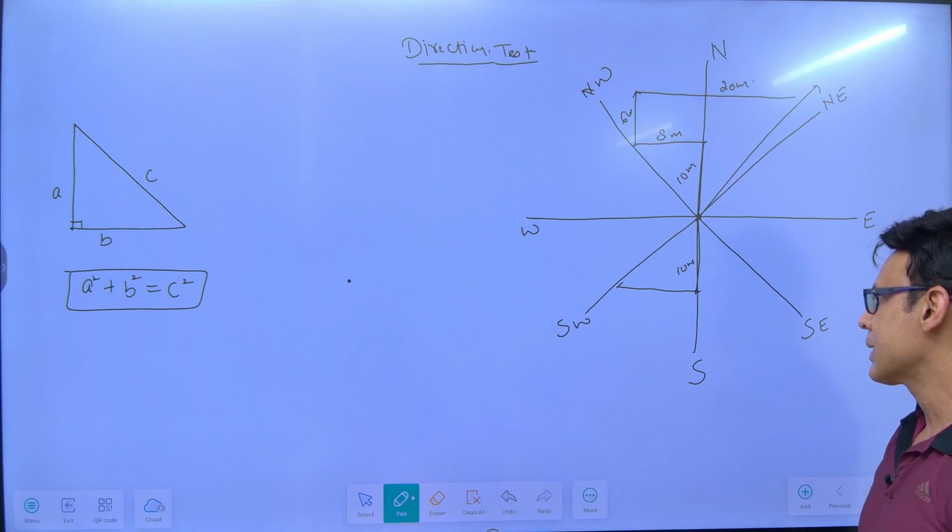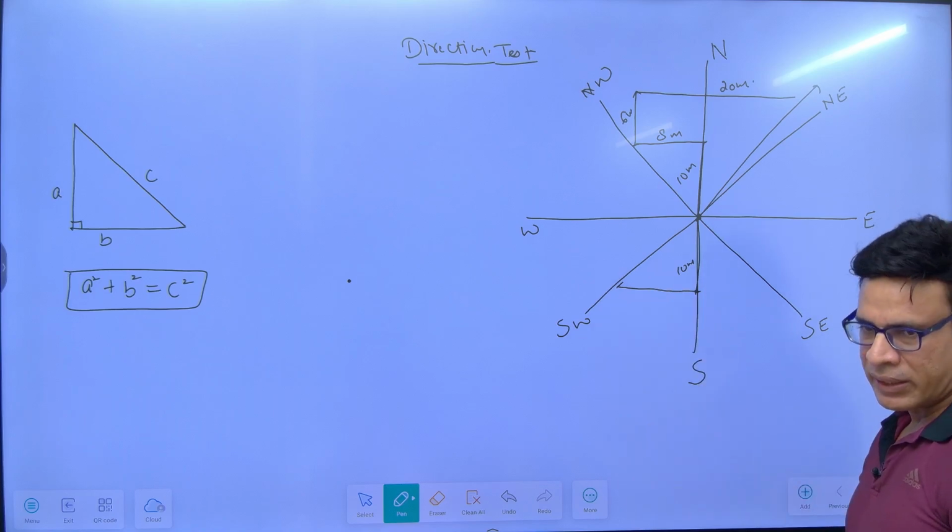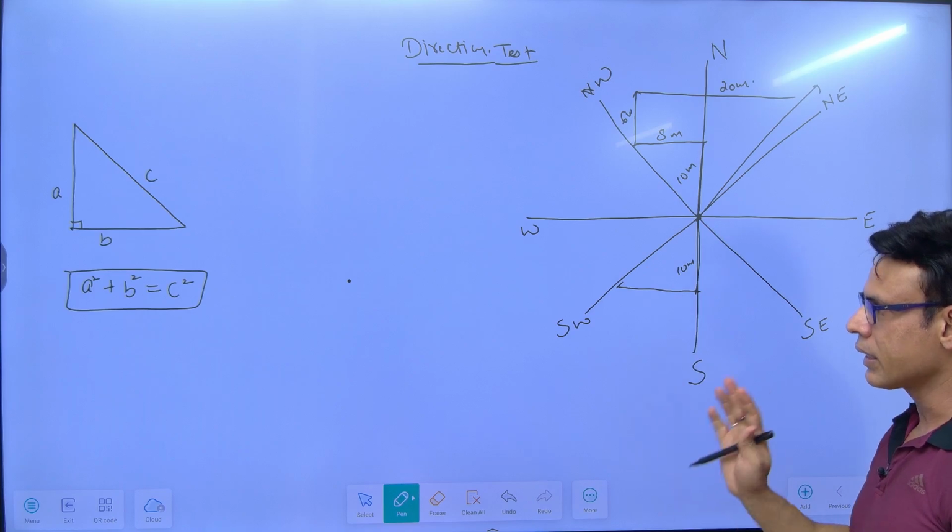Your answer will be wrong in that case, right? And then again the directions in which he has to move. So this is the second thing.